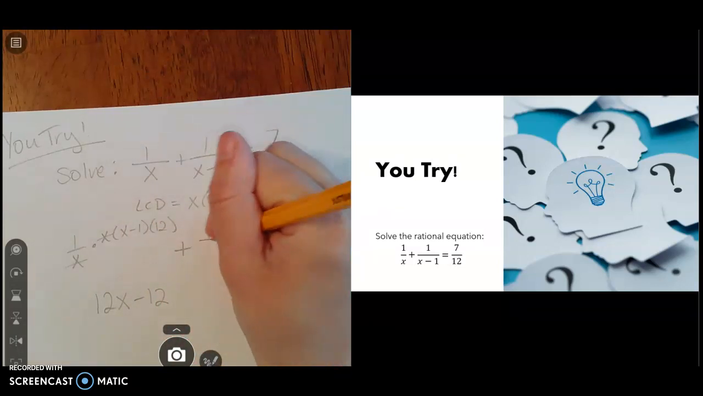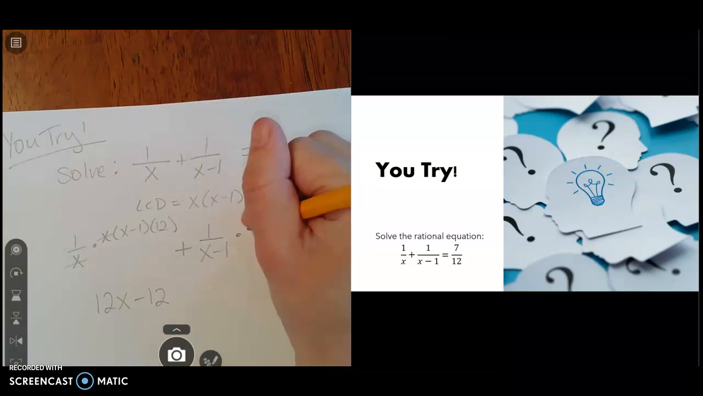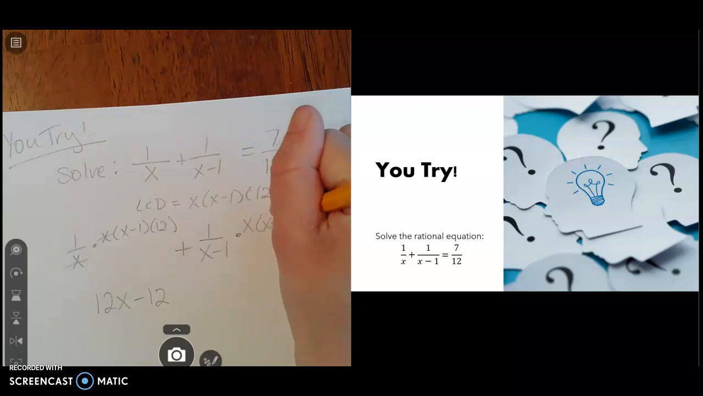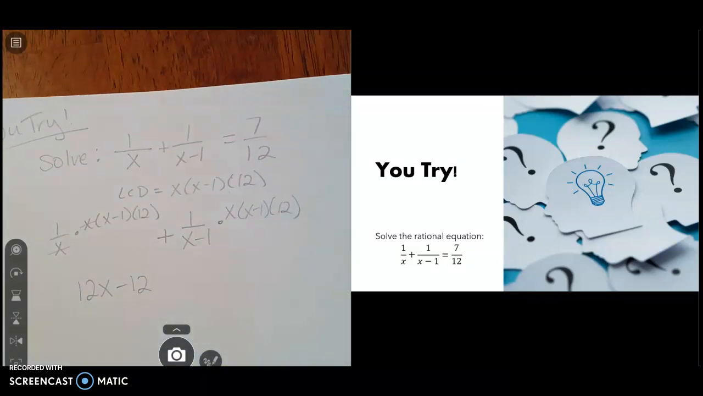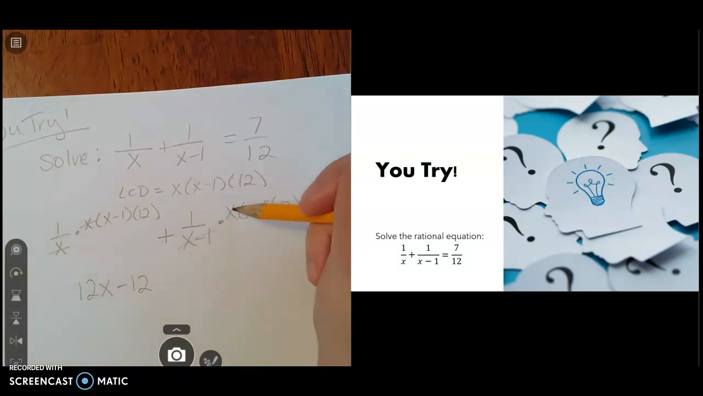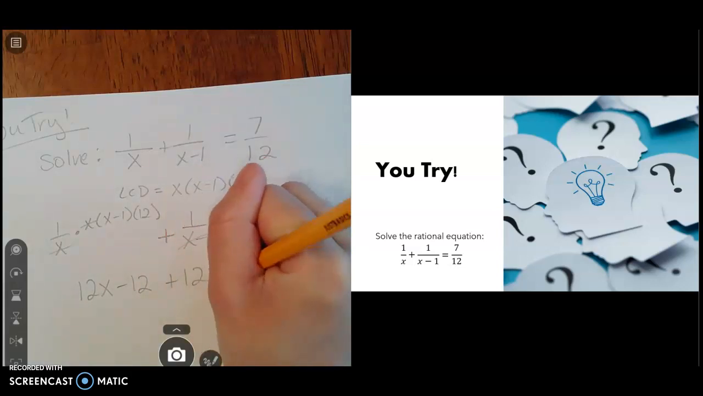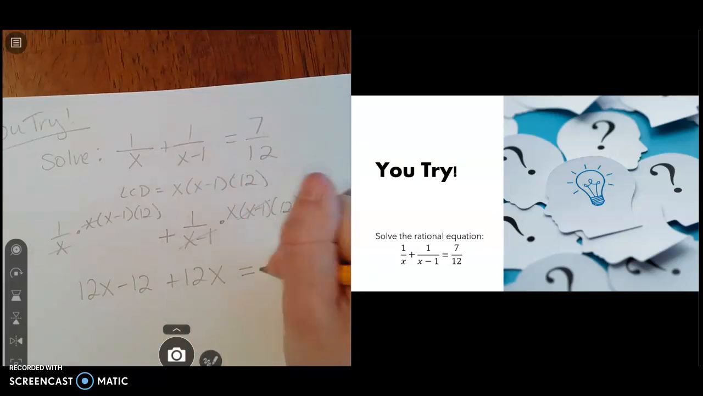Next term was 1 over x minus 1. I'm going to do the same thing. I'm going to multiply it by that LCD: x, x minus 1, and 12. So for that second term, the x minus 1's divide out. So I've got 1 times x, which is x, times 12, which would be a positive 12x. All right, equal sign.